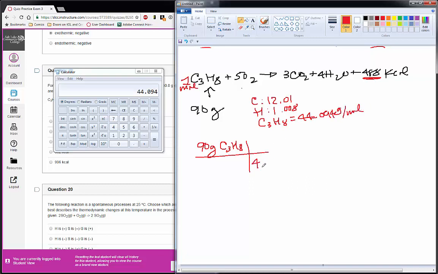Plug that in here. 44.094 grams C3H8, 1 mole C3H8. And now we see 1 mole makes 488 kcals. So here we go.